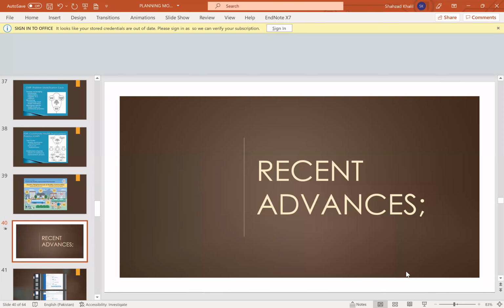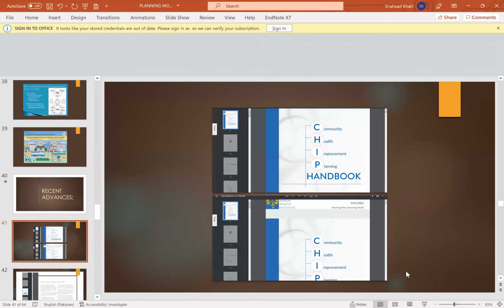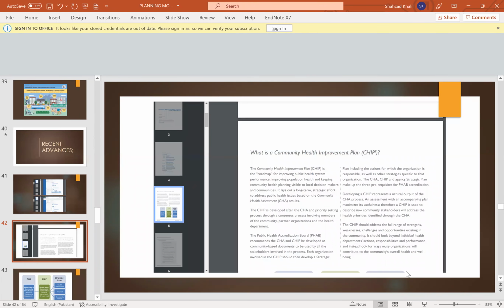Moving towards the recent advances. This is the Community Health Improvement Planning Handbook. In this book, what is a community health improvement plan? It is the roadmap for improving public health system performance, improving population health, and keeping community health planning visible to local decision makers and communities. It lays out a long-term strategic effort to address public health issues based on the community health assessment results.